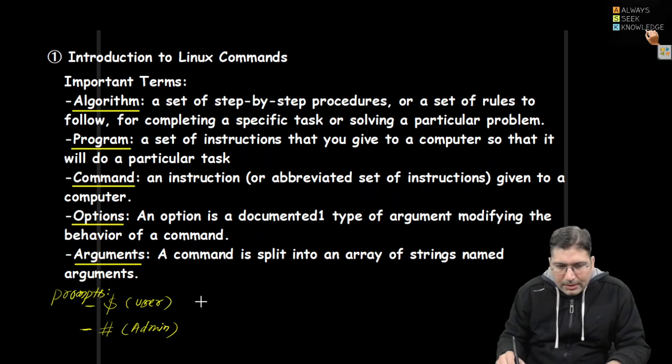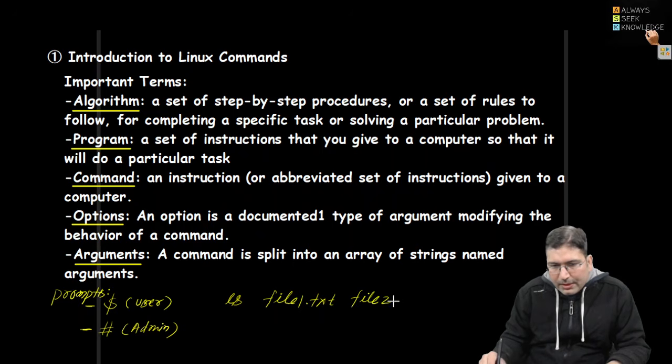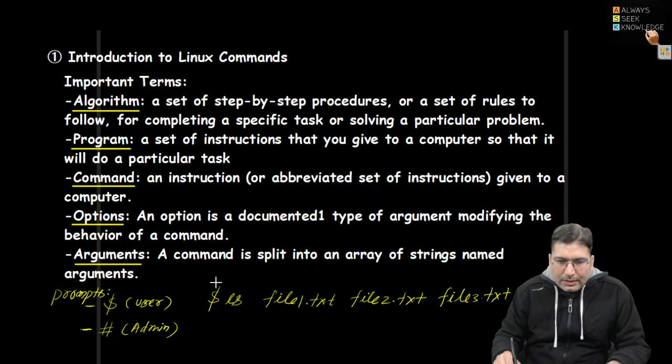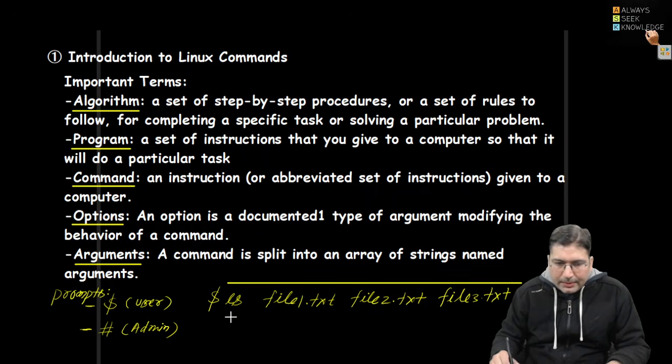So let's say you are writing a command on your dollar prompt, ls, and you want to run this ls on a file or maybe multiple files. So I'm writing file1.txt, and after giving a space, file2.txt, or maybe file3.txt. So you are writing this maybe on a dollar prompt or hash prompt, and this complete line is a command which you are passing.